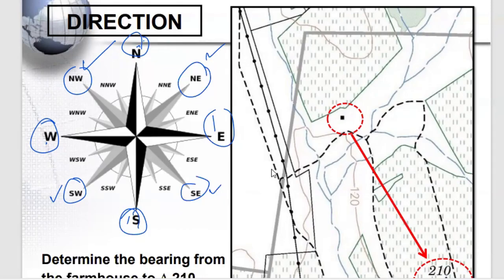points of the compass. Between north and northeast, we have north-northeast. Between east and northeast, we have east-northeast. Between east and southeast, we have east-southeast. Between south and southeast, we have south-southeast. Between south and southwest, we have south-southwest. Between west and southwest, we have west-southwest. Between west and northwest, west-northwest. Between north and northwest, it's north-northwest. So those are the 16 points of our compass that we use to determine direction.